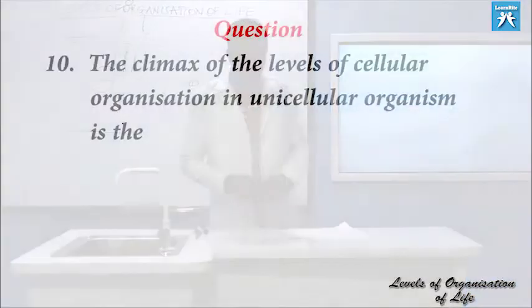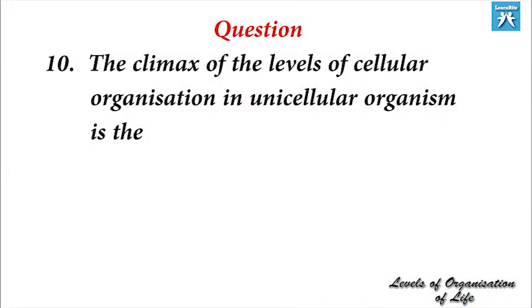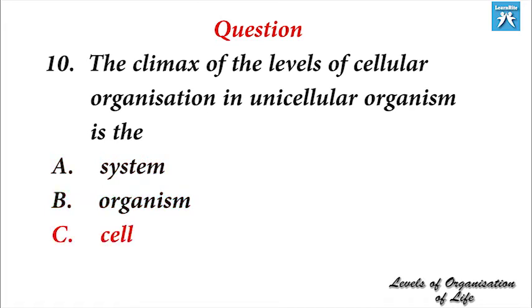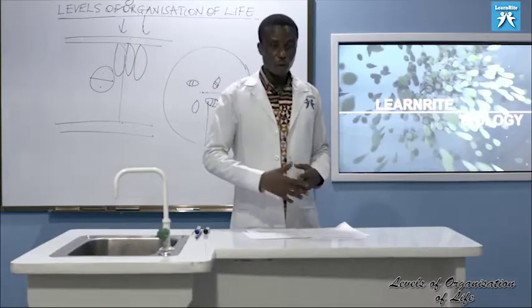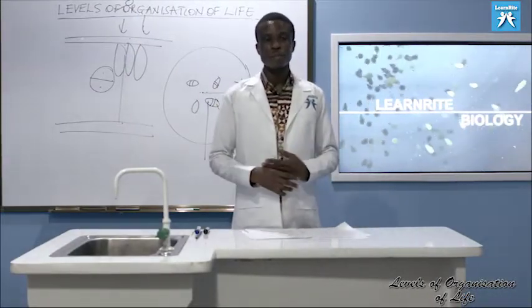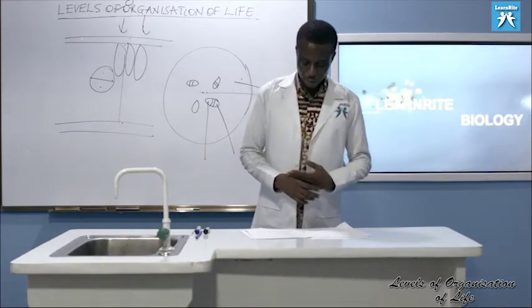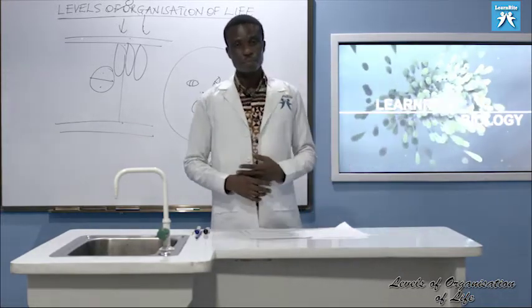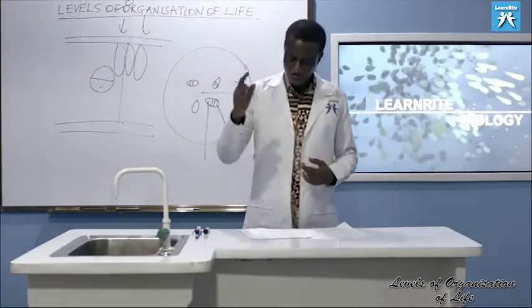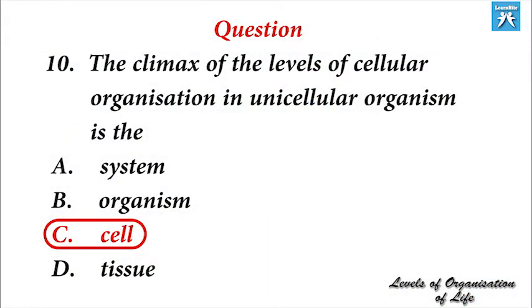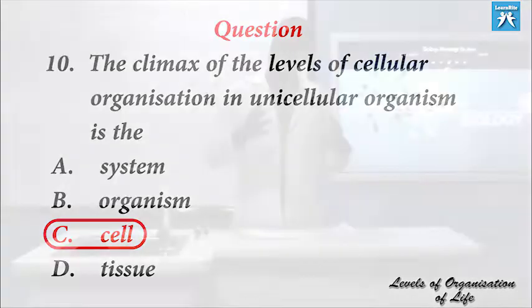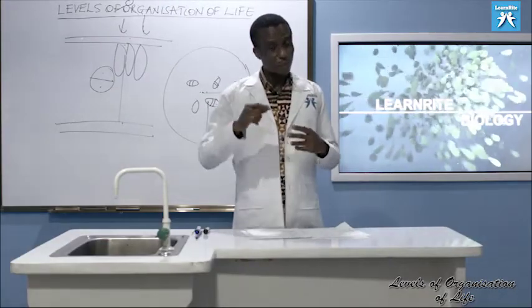Next one. The climax of the levels of cellular organization in a unicellular organism is the underlying, A. System. B. Organism. C. Cell. D. Tissue. We all know that the climax of the level of organization of a living thing is the system or the organism. But this one is about a unicellular organism. So the answer is a cell. You have to read biology objectives very well. Open your eyes and read again and again before you take the answer.